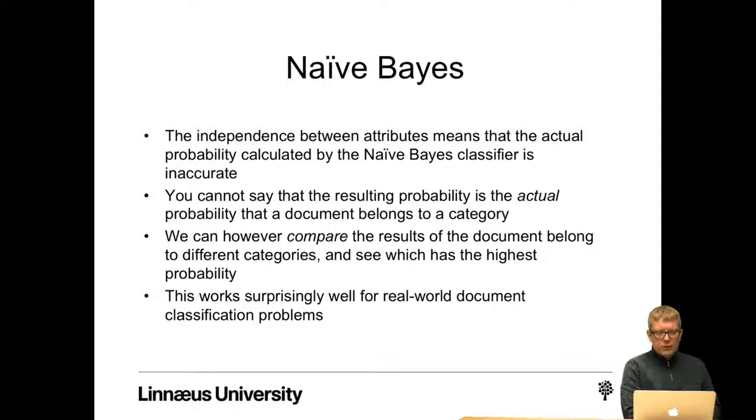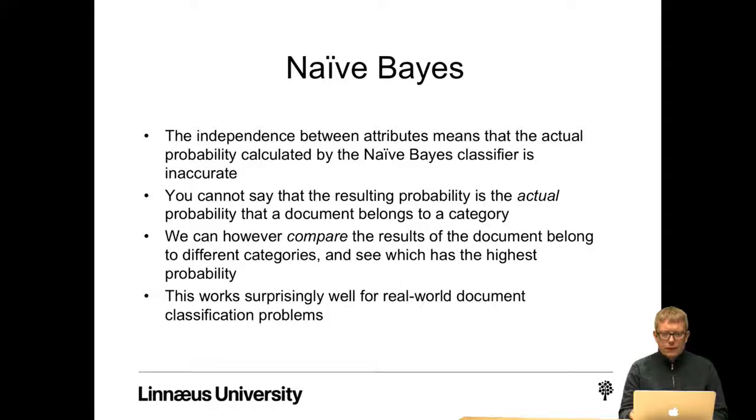So the independence assumption between attributes means that the actual probability calculated by the naive Bayes classifier is inaccurate. It's not a true probability. So you cannot say that the resulting probability is the actual or true probability that the document belongs to a category. But the good thing is that we can compare the results of a document belonging to different categories and see which has the highest probability. And this actually works surprisingly well for real-world document or text classification problems.